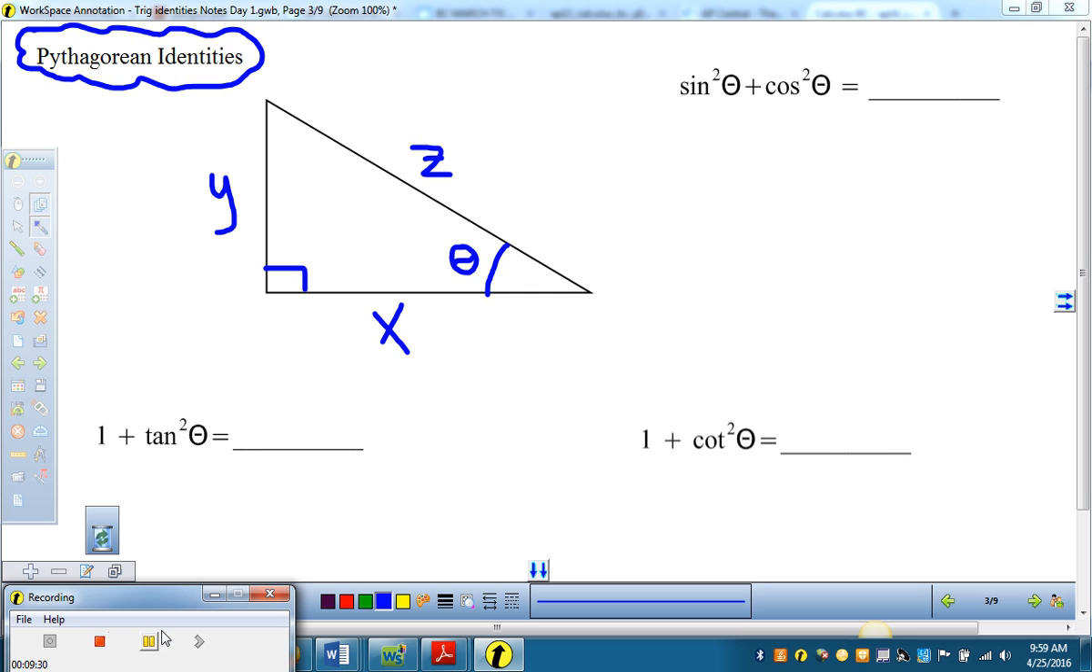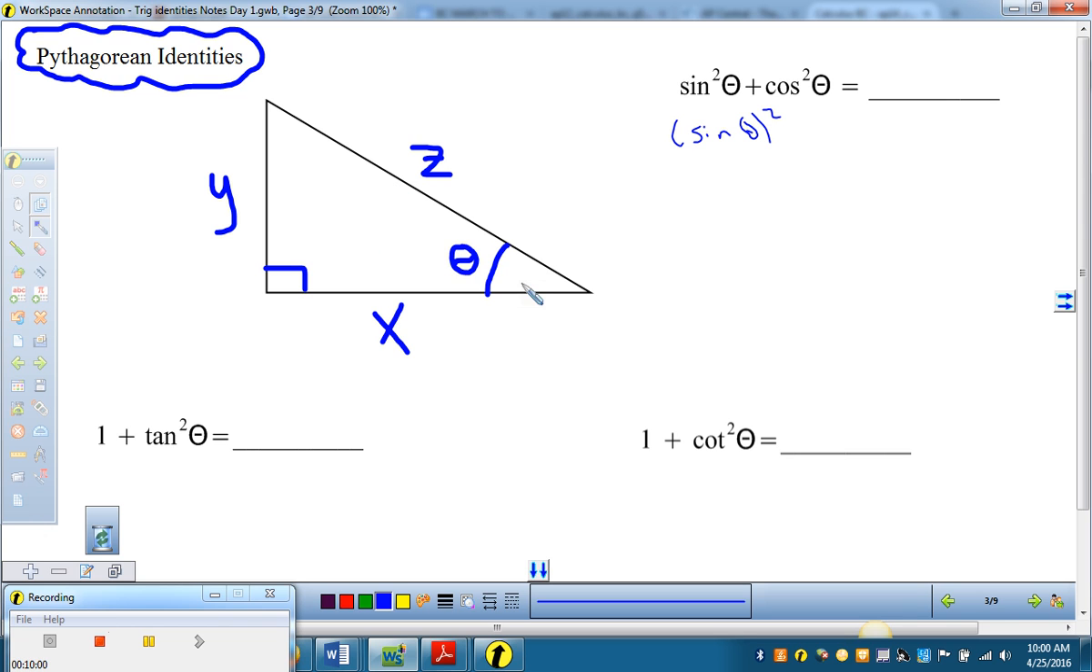Okay, so we are going to prove 3 Pythagorean identities. Well, what is the Pythagorean theorem? Good. A squared plus B squared equals C squared. We're going to use that theorem to help us figure out what these identities are equal to. When you see sine squared, that means sine of theta, squared.